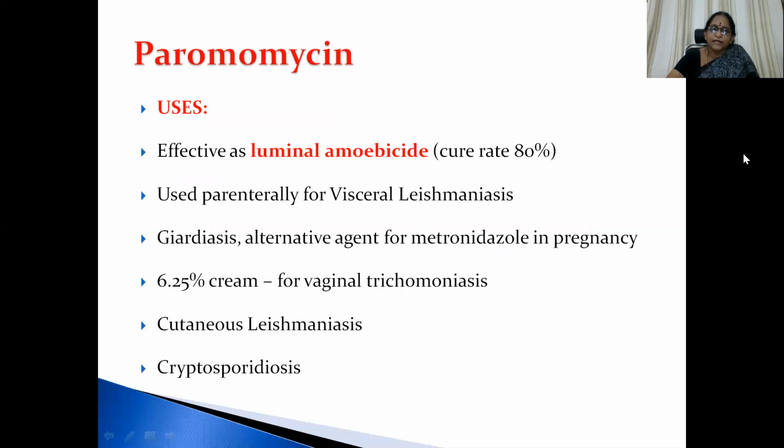Indications: it is an effective luminal amebicide with a cure rate of about 80%. It is used parenterally for visceral leishmaniasis, and for giardiasis. It is an alternative agent to metronidazole in pregnancy, because metronidazole cannot be used in the first trimester of pregnancy because of its mutagenic potential. So then we can choose paromomycin. For vaginal trichomoniasis, a 6.25% cream can be used. It is also used in the management of cutaneous leishmaniasis and cryptosporidiosis.